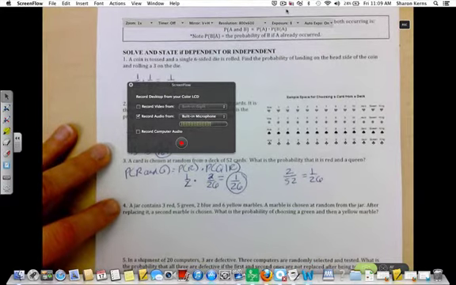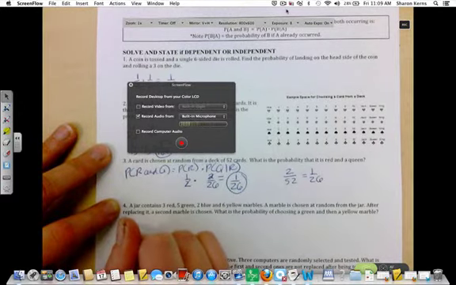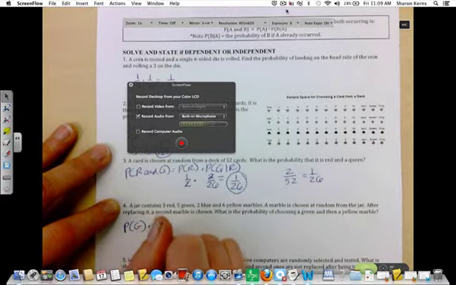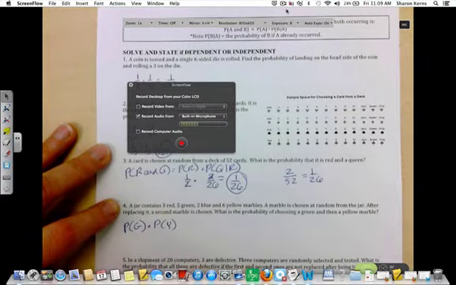Number 4, a jar contains 3 red, 5 green, 2 blue, and 6 yellow marbles. A marble is chosen at random from the jar. After replacing it, a second marble is chosen. What's the probability of choosing a green and a yellow? Again, because they're replacing it, the probability of choosing a yellow will not change from its original probability. So the probability of choosing a green times the probability of choosing yellow.